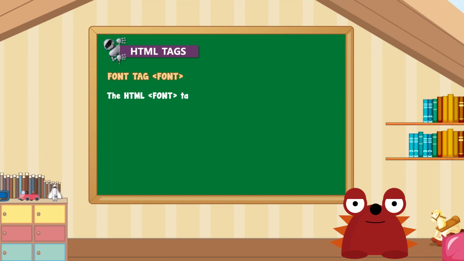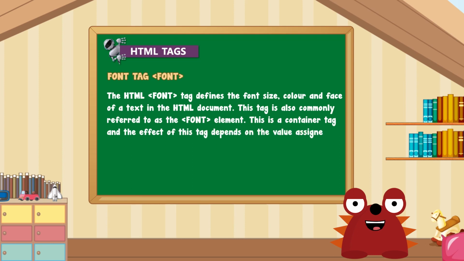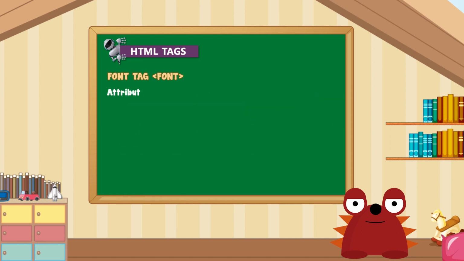This tag defines the font size, color, and face of a text in the HTML document. This tag is also commonly referred to as the font element. This is a container tag and the effect of this tag depends on the value assigned to its different attributes. It means the tag is ineffective without at least one attribute described in this tag. There are three attributes in this tag.